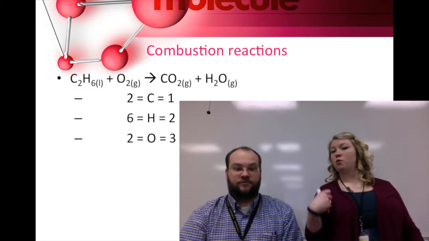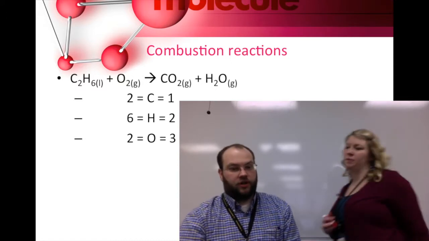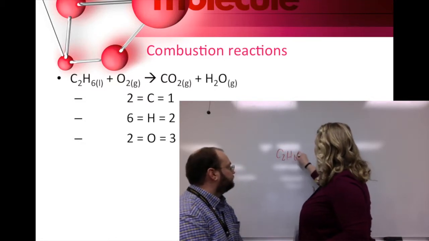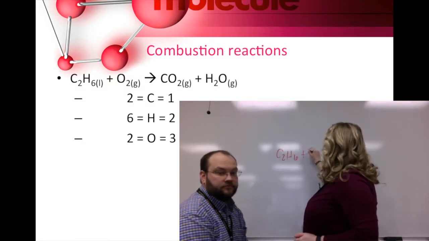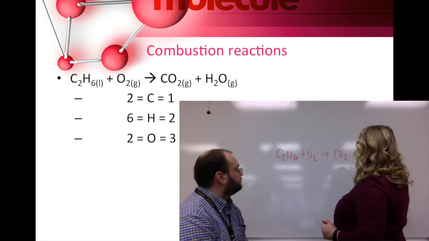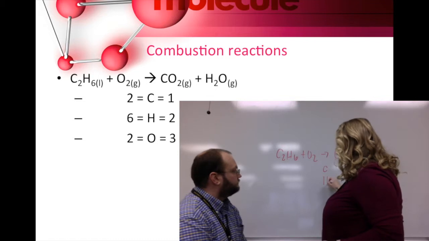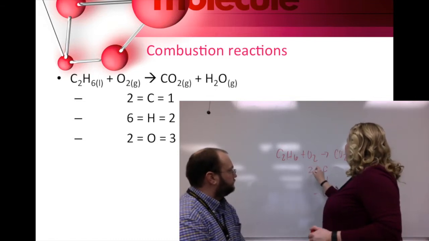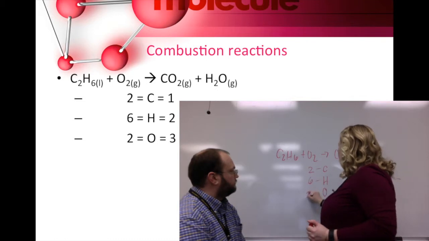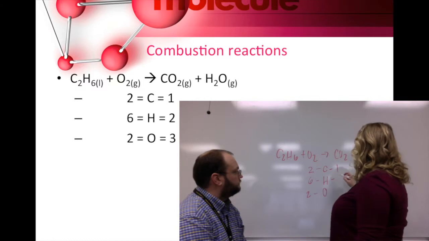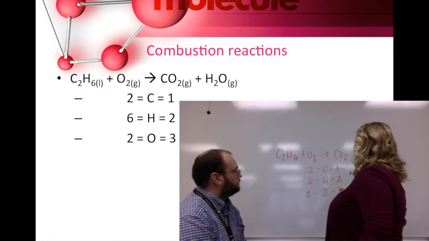Okay, so here's another example, which I'm going to do on the board because I didn't want to go through the animation. It was a little bit crazy. So I have C2H6 plus oxygen yields carbon dioxide and water. So C, H, and O. On this side, I have 2 C's, 6 H's, and 2 O's. So far, so good. On this side, I have 1 C, 2 H's, and 3 O's.